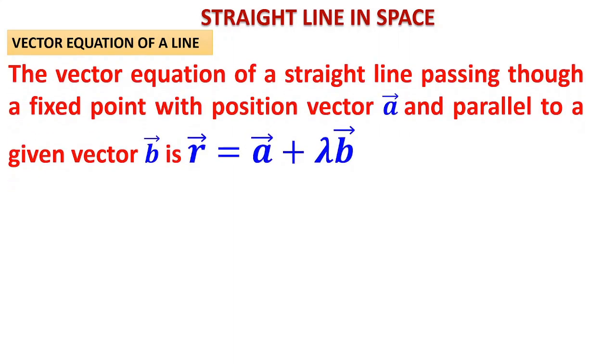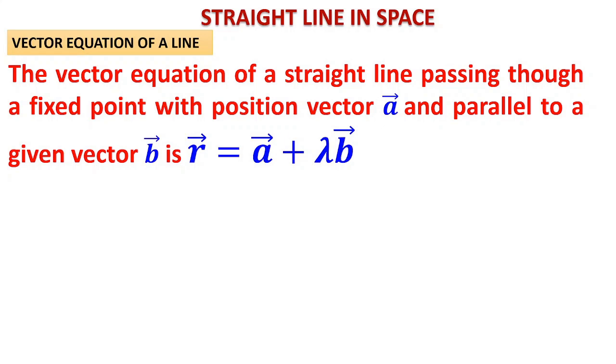The vector equation of a straight line passing through a fixed point with position vector A and parallel to a given vector B. Therefore, for writing a vector equation of a line, we need 2 quantities. One is the position vector of a fixed point which lies on the line, and a parallel vector which is given by B. Then it is given by vector R is equal to A plus lambda into vector B.